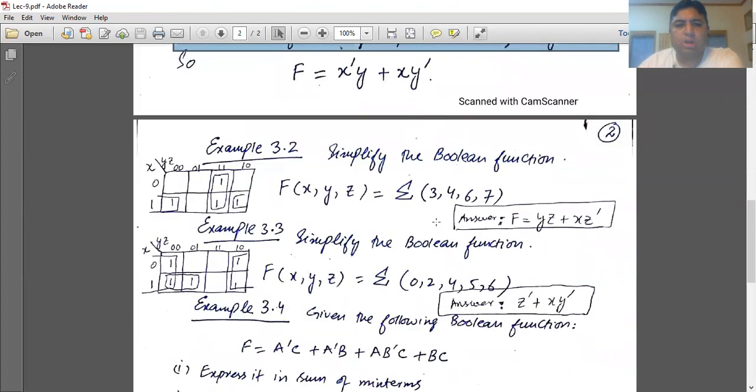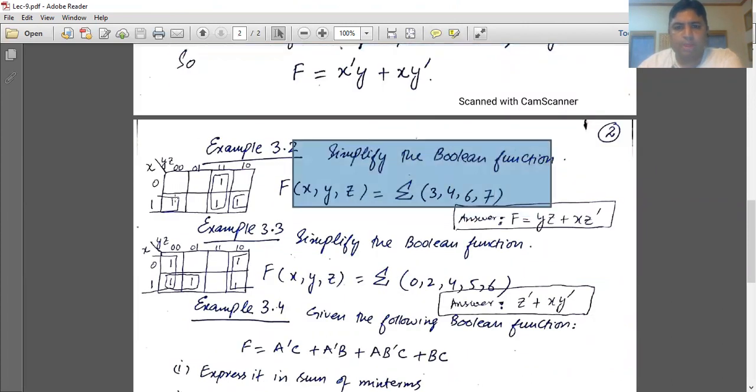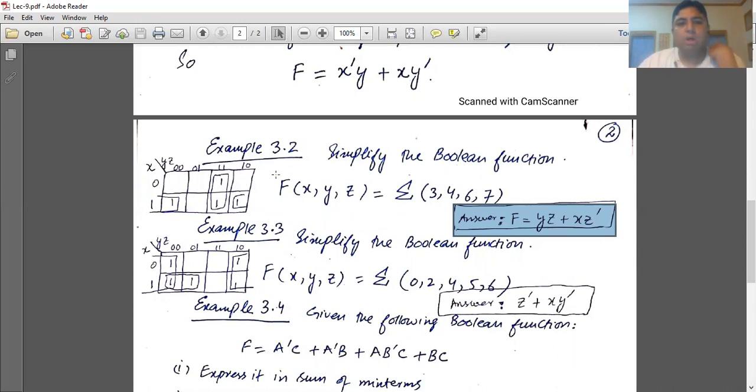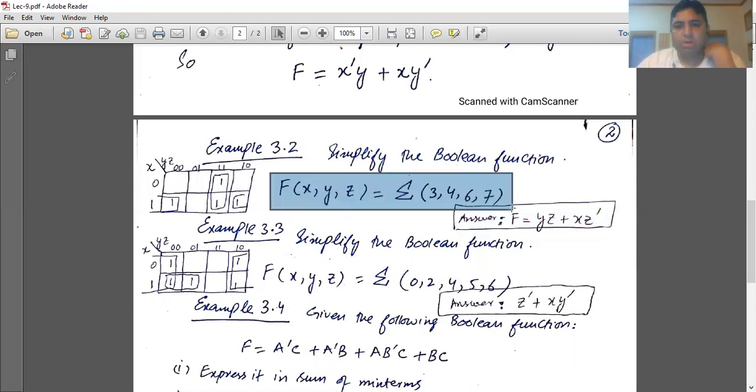So you can see here in this question, this is the question given. I have made the K-map here, and I have taken the adjacent scale and then wrote the answer here. So this is what the question is all about. So now we'll do this question. f(x,y,z) is equal to sigma 3, 4, 6, 7. This is a three variable K-map.